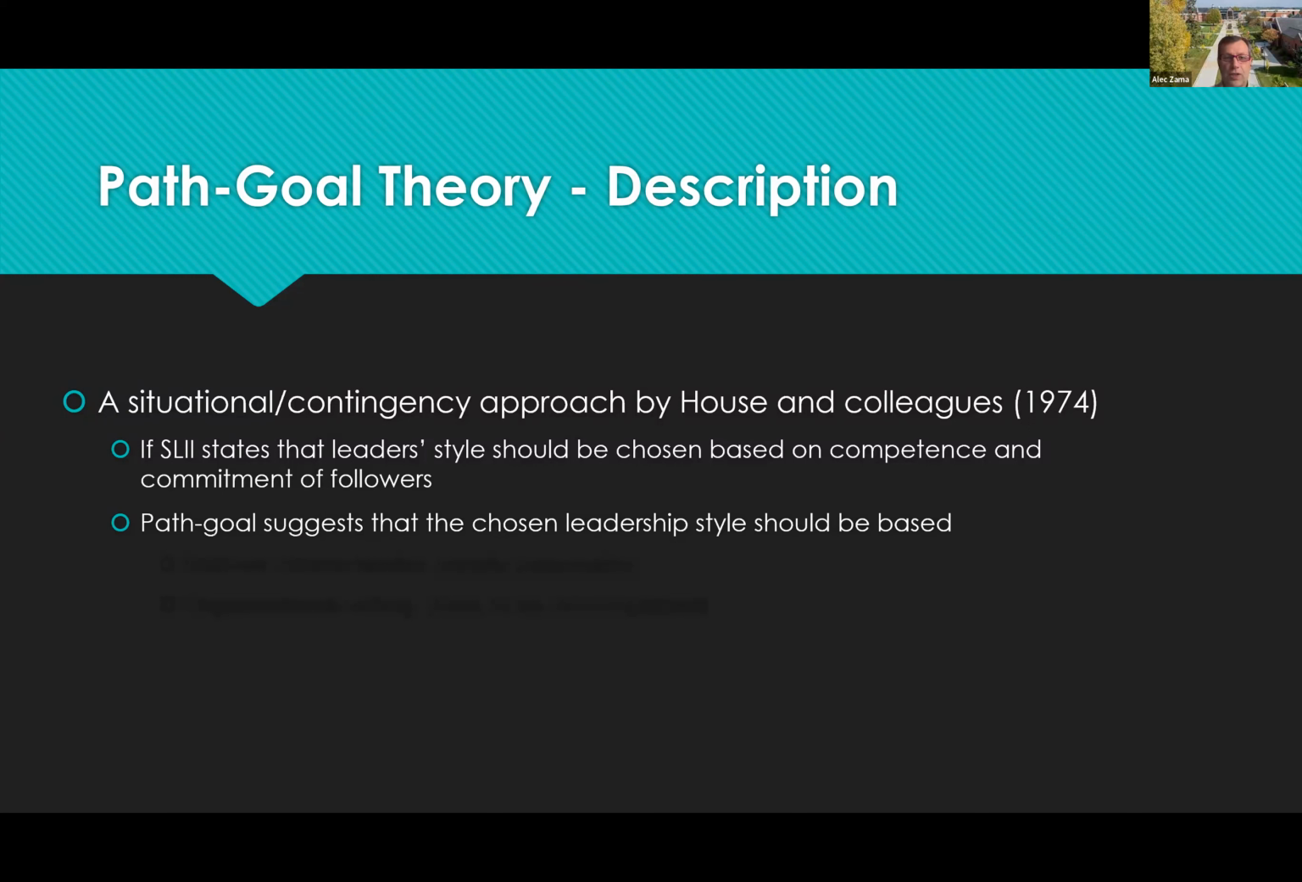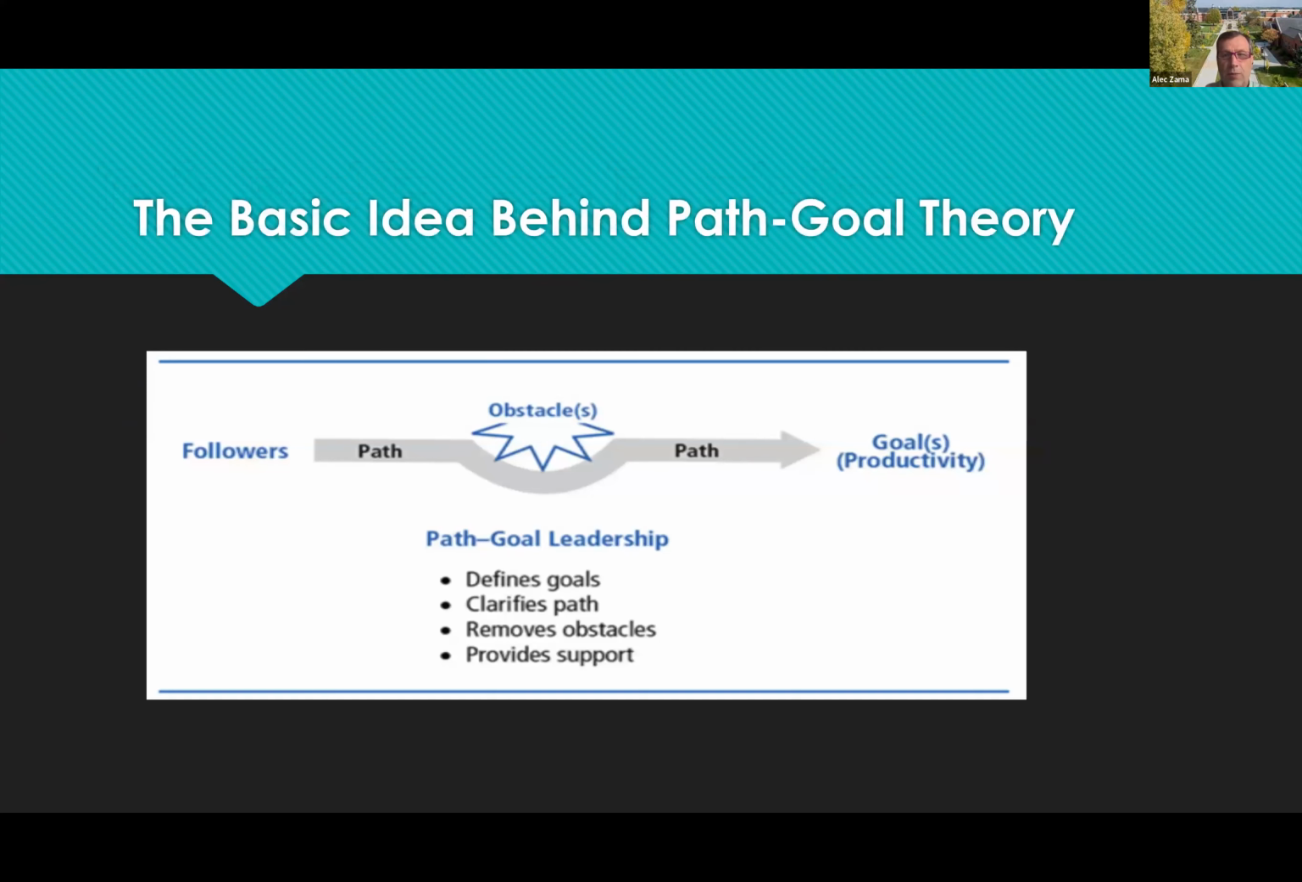The path goal theory suggests that the chosen leadership style should be based on follower characteristics, focusing on personality and organizational setting, or the tasks that need to be accomplished. So based on those characteristics, a leader would choose this style of leadership. Here you have a basic idea behind the path goal theory. So you have an image here. You see that you have on one end followers, and on the other end you have the goals that need to be achieved, and you have a path there.